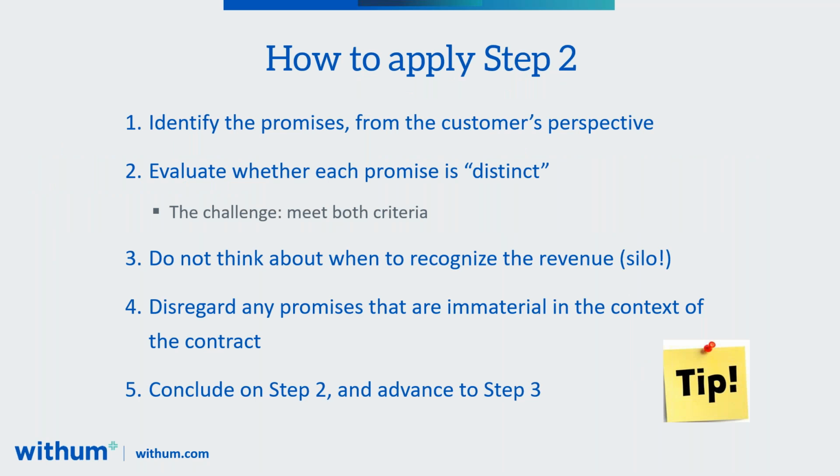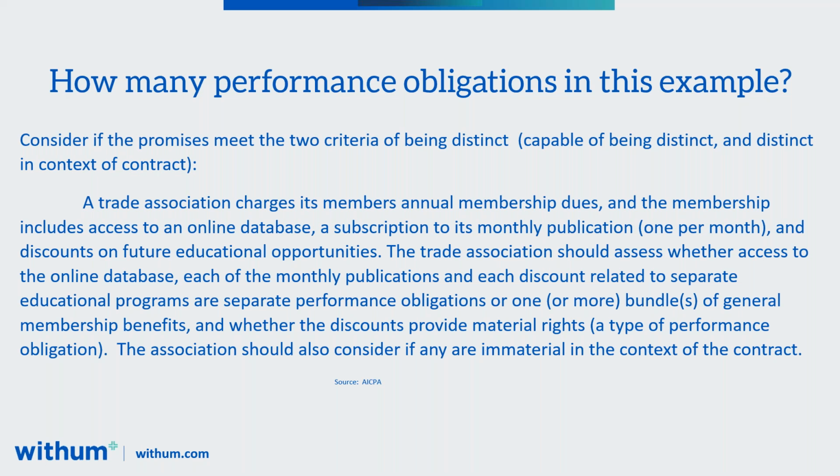So this is just a recap of what I've been talking about, how to apply step 2. Identify those promises from the customer's perspective, apply that definition of distinct as we spoke about. Do not think about when to recognize the revenue or for how much. Those are later steps. You can disregard anything that's immaterial in the context of that contract. And then finally, you'll conclude on step 2 and you can go on to step 3.